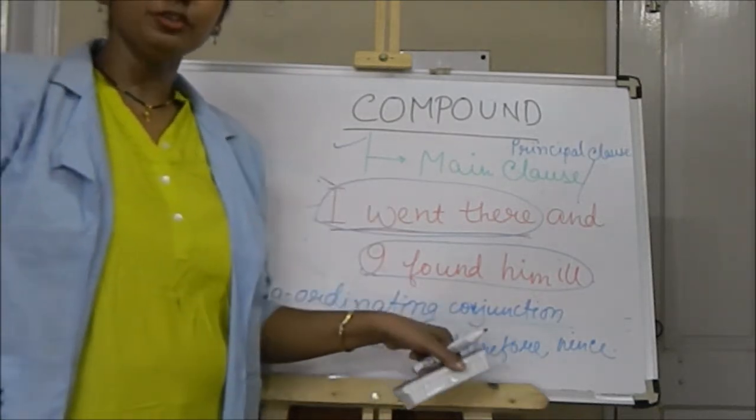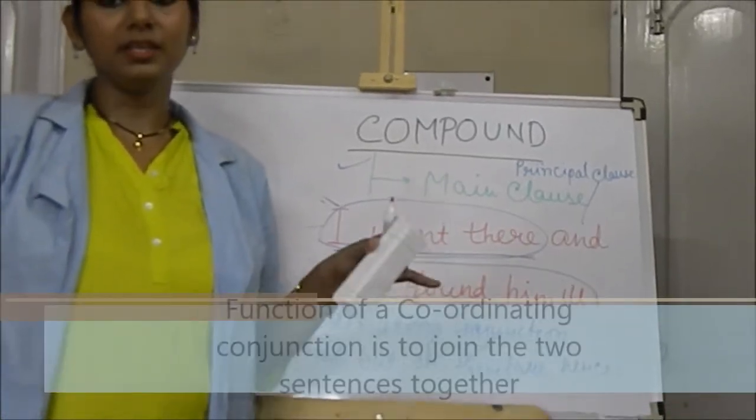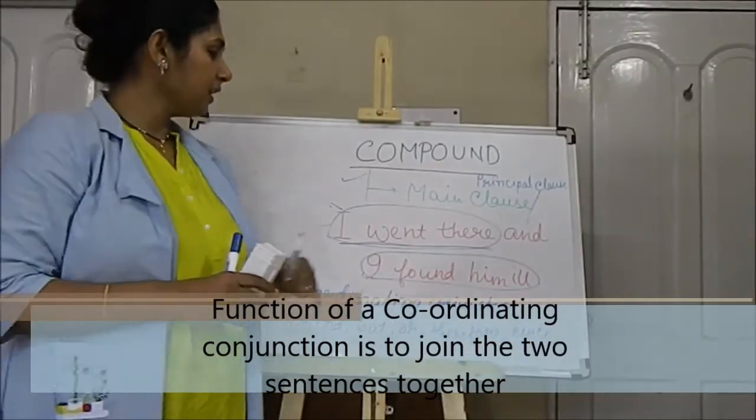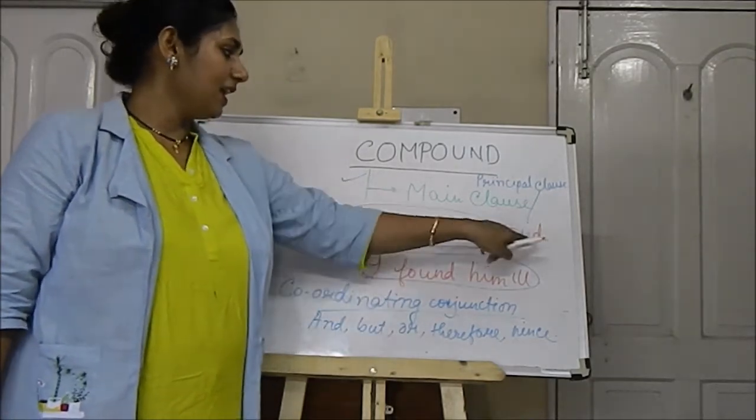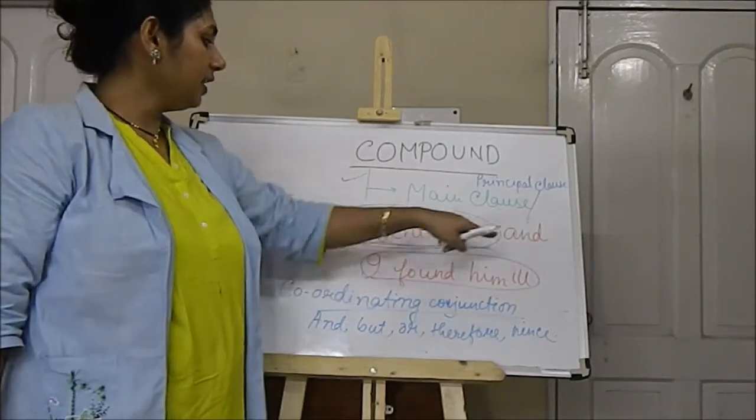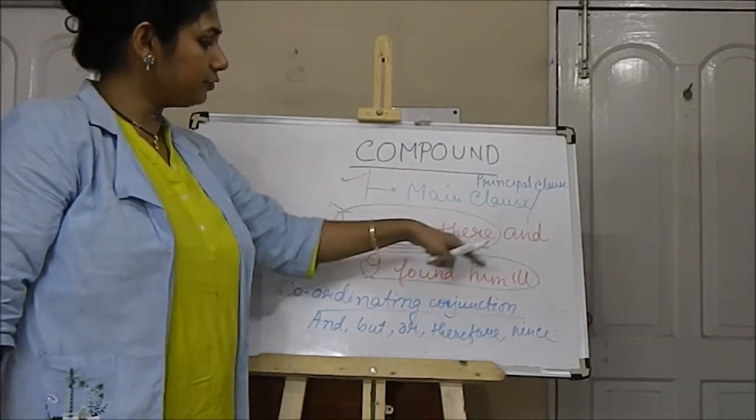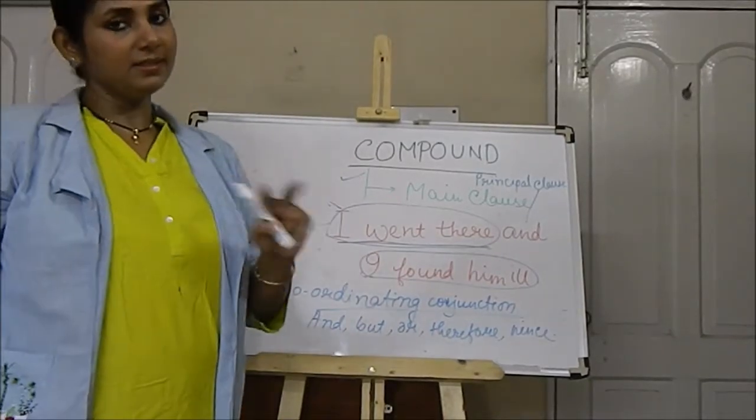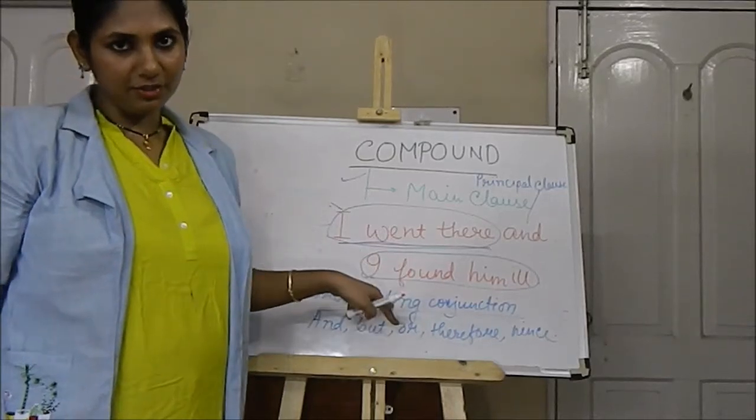And what is the function of the coordinating conjunction? The function of the coordinating conjunction is to join the two sentences together. So here, can you guess what is the coordinating conjunction? Yes, the coordinating conjunction here is "and," because "and" functions in joining these two parts together. Okay, so the two points are discussed. One is main clause and one is coordinating conjunctions.